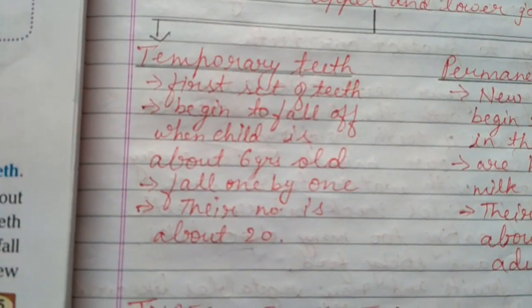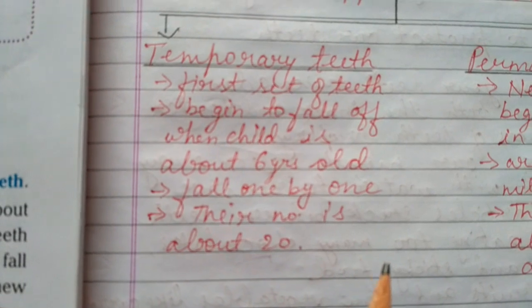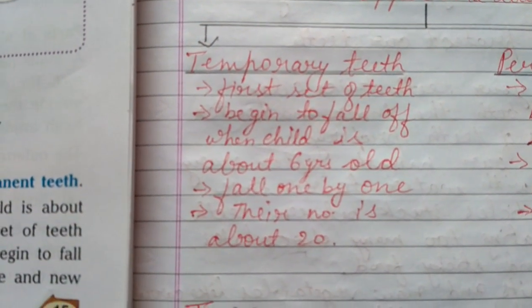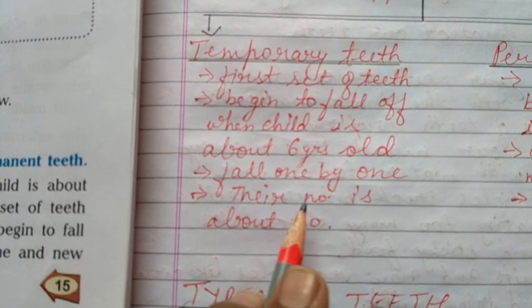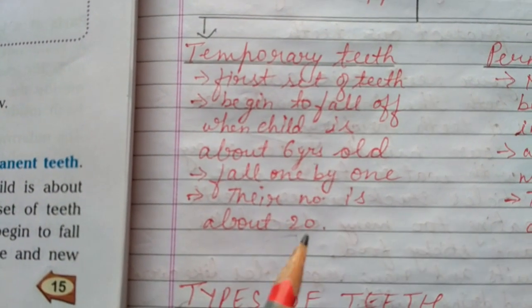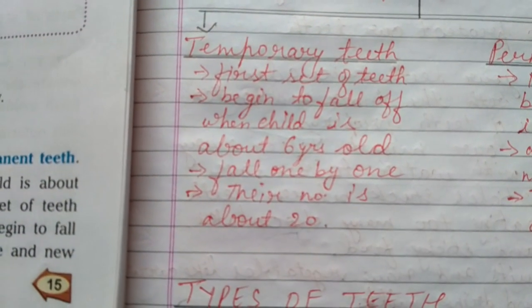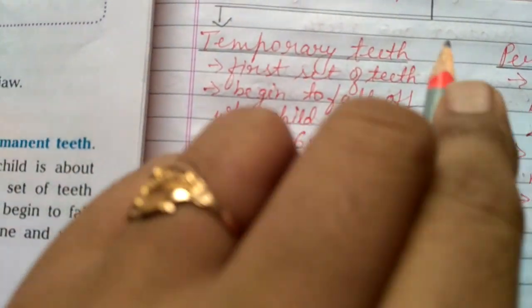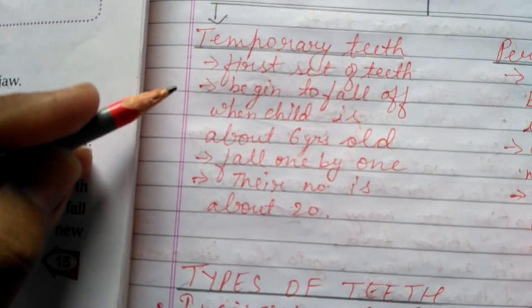Okay. And they fall one by one. Yes, these temporary teeth, they fall one by one. Not all the teeth fall together. Okay. And their number is about 20. 10 in the upper jaw, 10 in the lower jaw. Okay. So these are some key points related to temporary teeth which you have to keep in your mind.